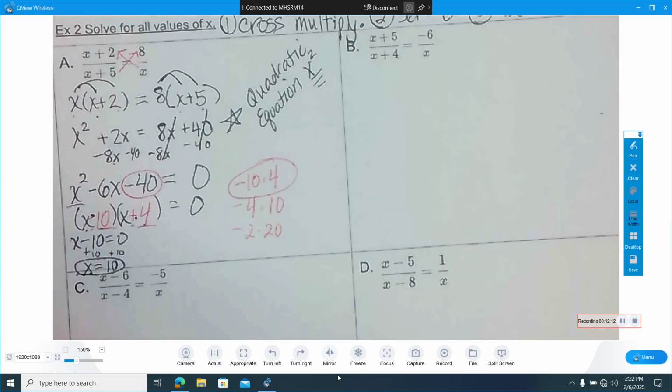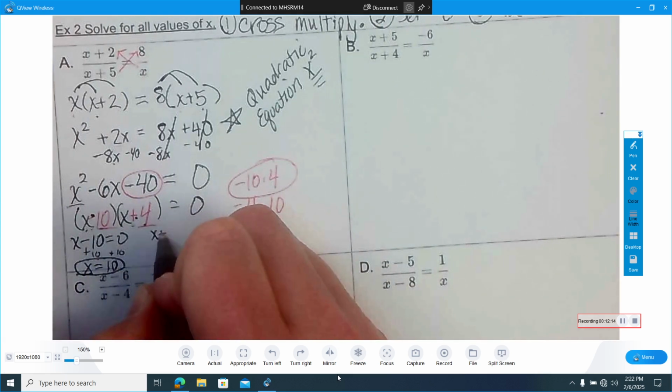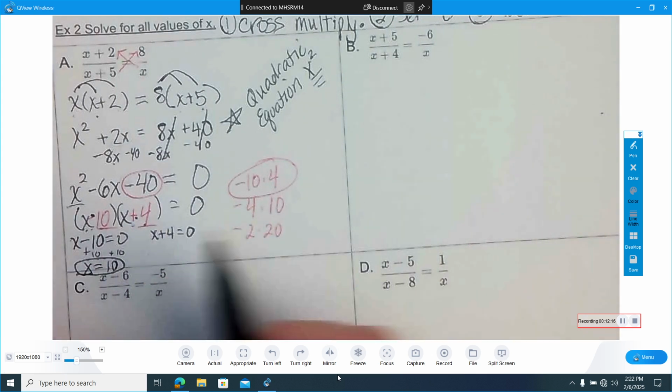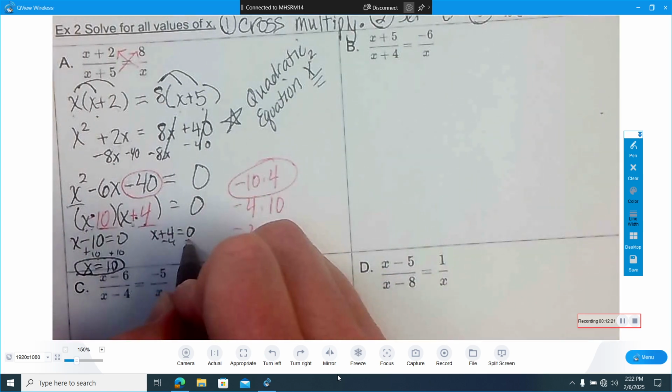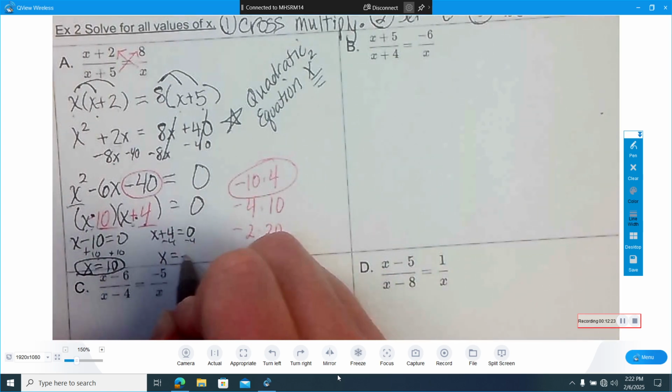And then I'm going to do the same thing with the other bubble. So x plus 4 gets set equal to 0. How do I get x by itself? Subtract 4. So we get x equals negative 4.